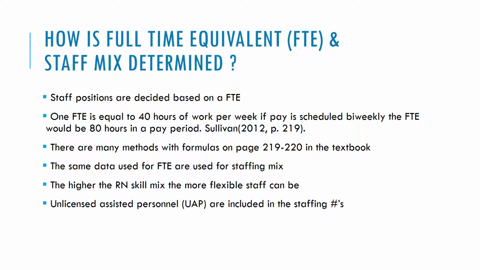How is full-time equivalent or FTE and staff mix determined? So staff positions are decided based on an FTE. One FTE is equal to 40 hours a week. If pay is biweekly, then the FTE would be 80 hours a pay period. There are many methods with formulas on pages 219 and 220 of your textbook, and you can plug in those numbers and figure that out.